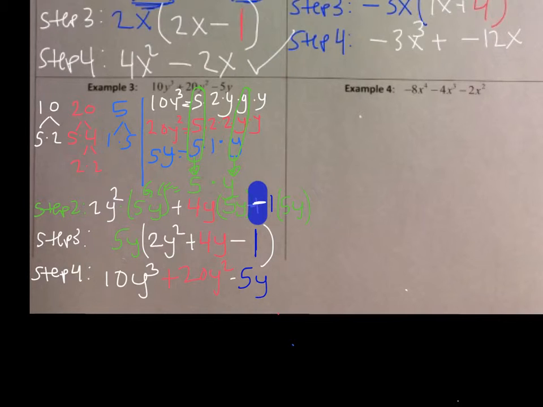Alright, so example 4, we're going to find the greatest common factor by using the prime factorization. So let's factor out 8, 4, and 2. As you can see, all of these terms have negatives in them. So when we factor, let's just factor the positive ones out and then factor the negative sign out at the end.